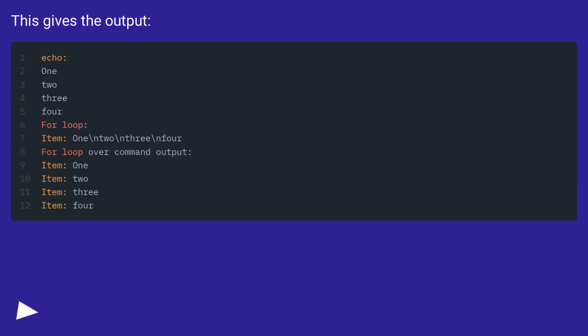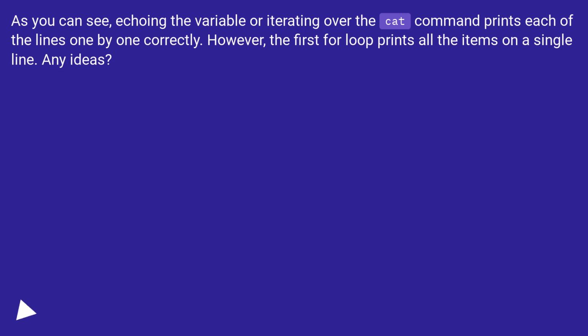this gives the output. As you can see, echoing the variable or iterating over the cat command prints each of the lines one by one correctly. However, the first for loop prints all the items on a single line. Any ideas?